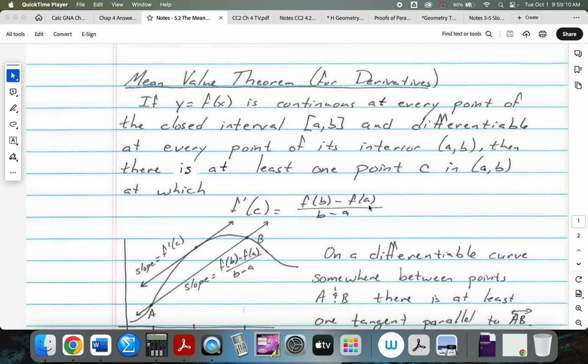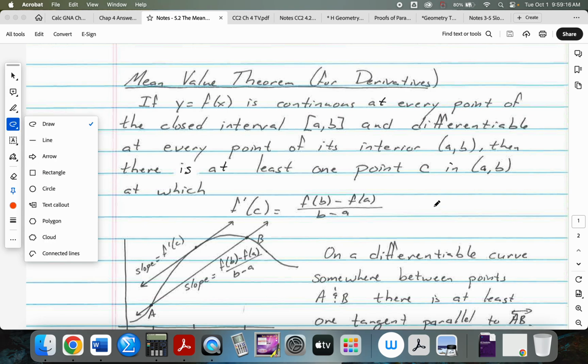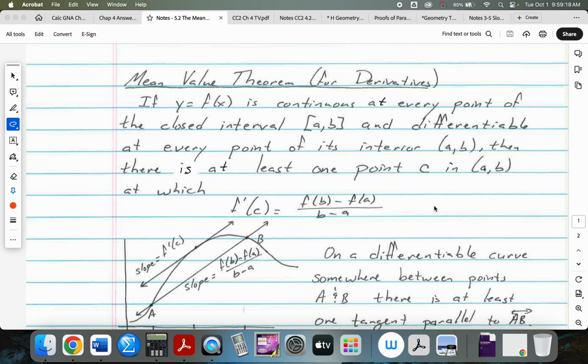Remember, what is f of b minus f of a over b minus a? What is that? Slope of what? The derivative? The slope of the derivative? No. That's the average rate of change.